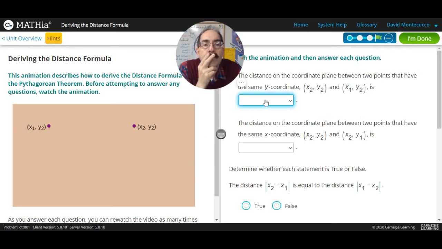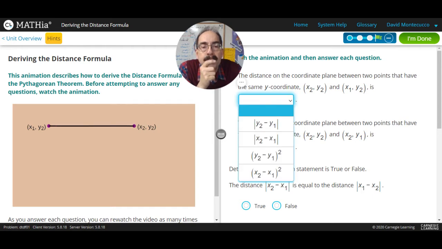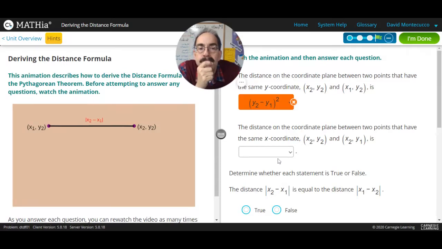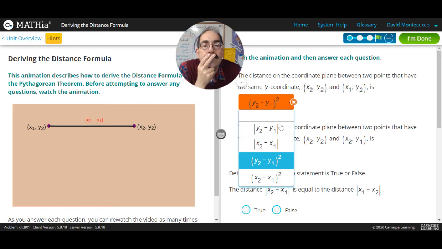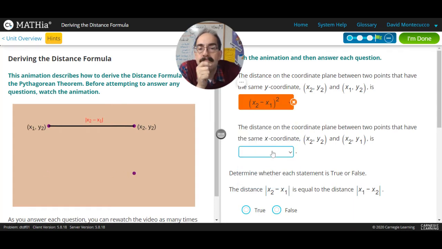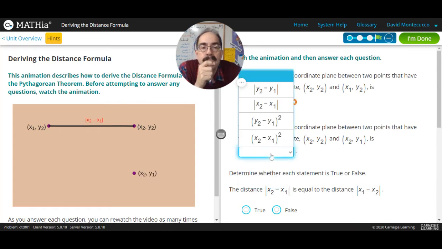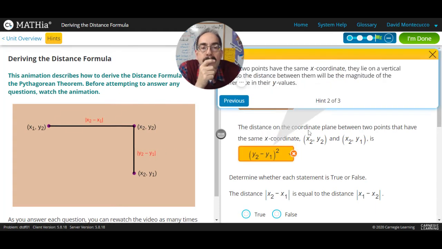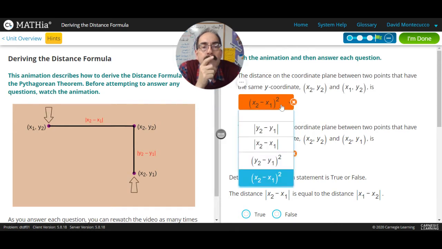When the two points are on a horizontal line, you can subtract the x-coordinates of the points to determine the distance between them: x sub 2 minus x sub 1. And when the points are on a vertical line, subtract the y-coordinates to determine the distance: y sub 2 minus y sub 1. What about the distance between these points, the endpoints of the hypotenuse of this right triangle?